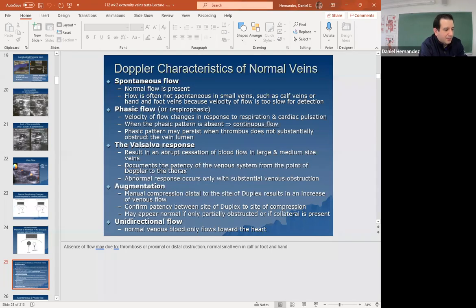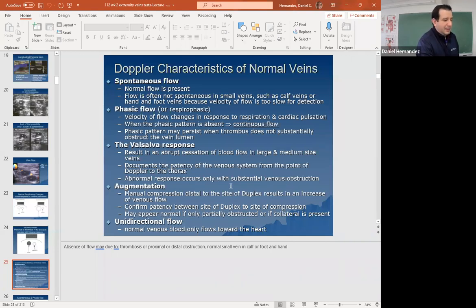Some of the other characteristics are going to be augmentation. So this is a manual compression distal to the site of duplex imaging and results in an increase in venous flow. The augmentation can confirm patency between the site where you're imaging to the site where you're doing your augmentation or your compression. So that's why I like to do a distal augmentation down by the calf. That's the proper way to do it when you're performing the augmentation maneuver.